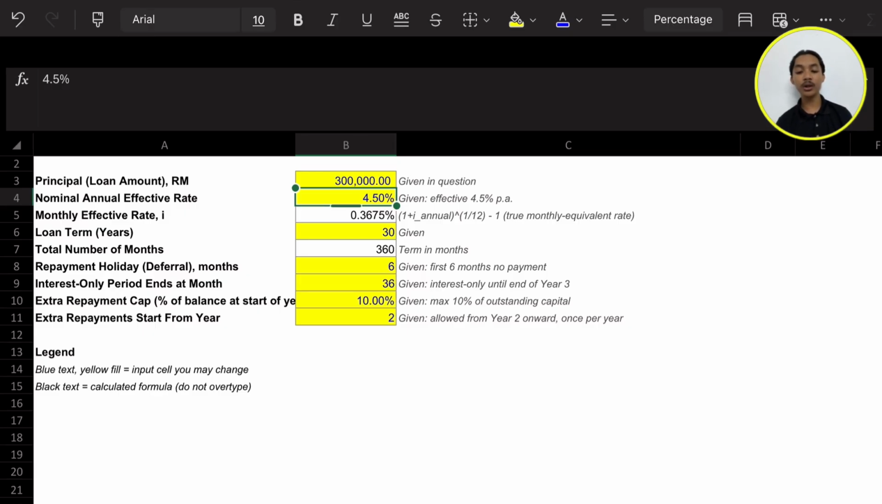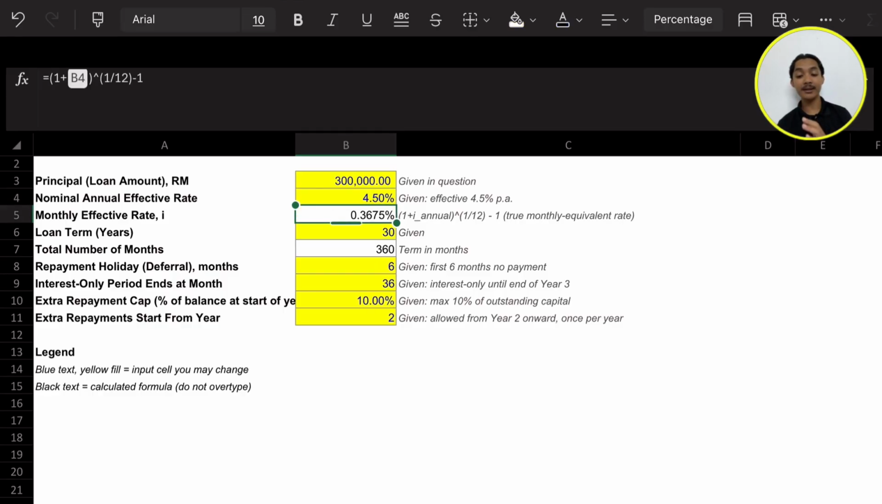I have formatted the percentage input, the annual rate, and the extra repayment cap to 2 decimal places, since that's the standard way you quote a rate in practice. But I kept the derived monthly effective rate at 4 decimal places since it's used in every calculation downstream and needs the extra precision. All my input cells are in blue with yellow highlighting, so it's clear what I can change, and every other cell is a formula that references this input. Nothing is hard-coded.